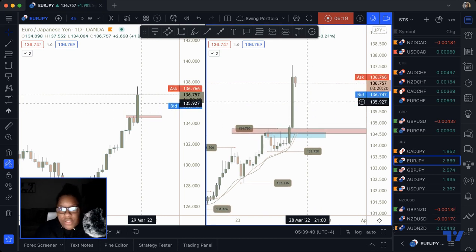But as far as I'm concerned, I am bullish on CAD JPY. I'm bullish on Euro Yen. They just have not given me my entry, or my confirmation to set the pending order. But once they do, I'm going to want to get into the trades.